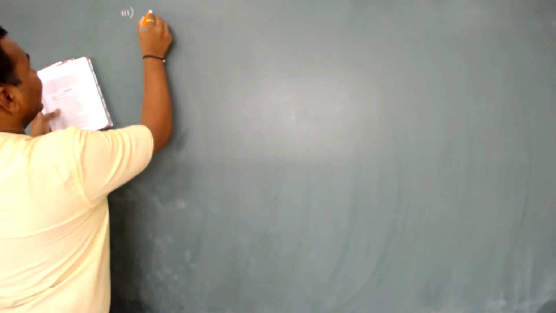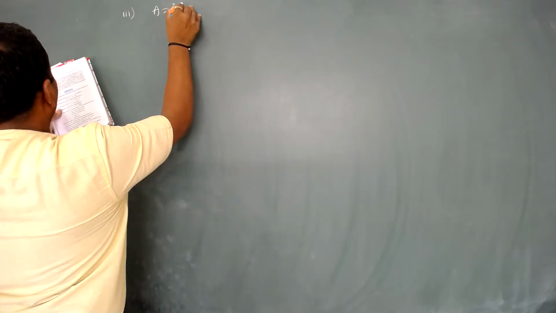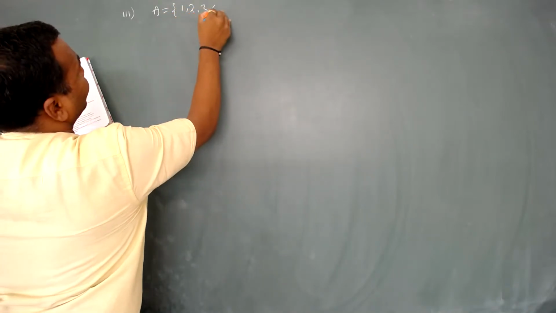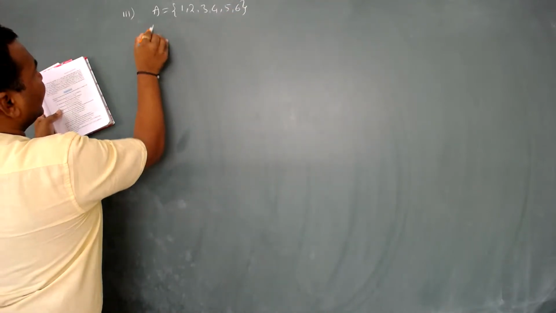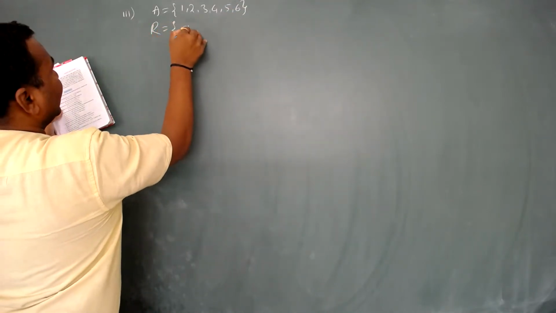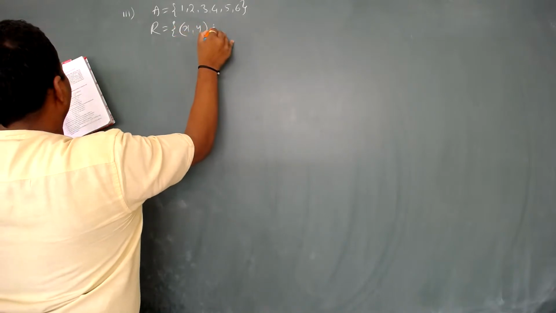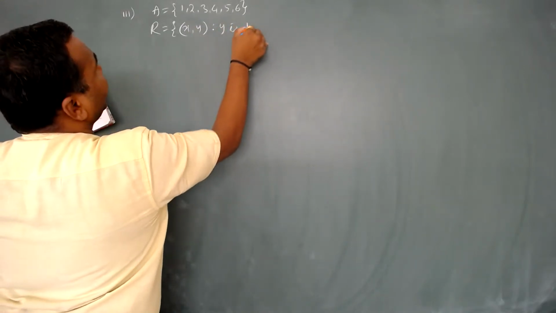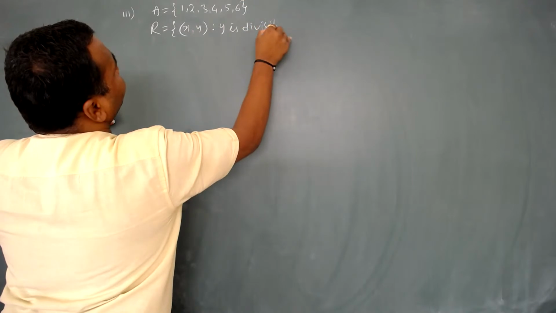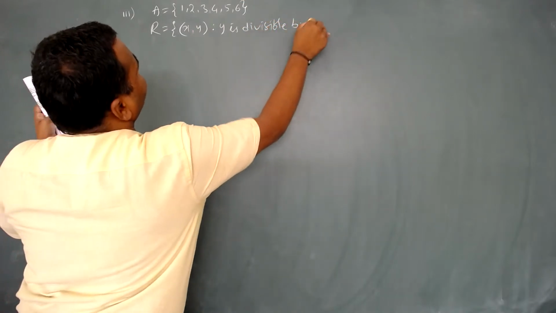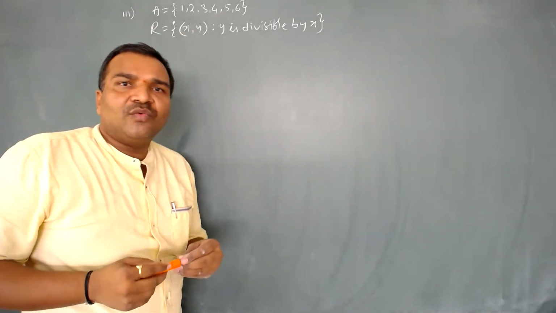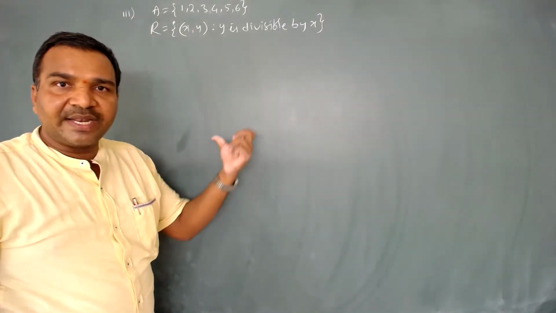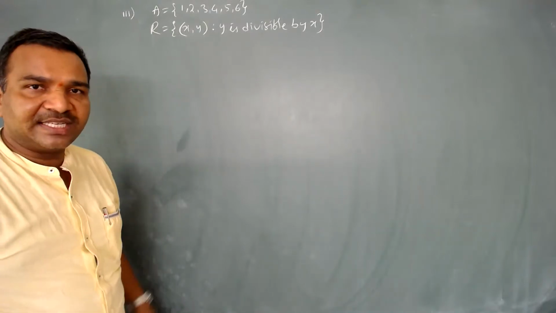Second question. Go for the third question. R is the relation on set A = {1, 2, 3, 4, 5, 6}. The relation is defined like this: R = {(x,y) such that y is divisible by x}. This is the given relation. Now we have to check whether it is reflexive, symmetric, and transitive. We'll check one by one.